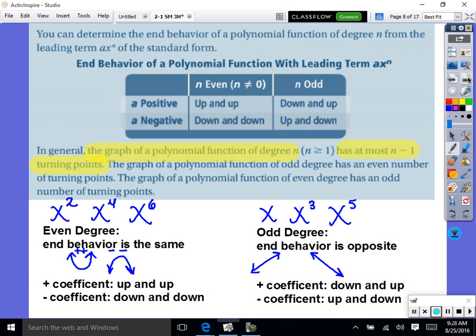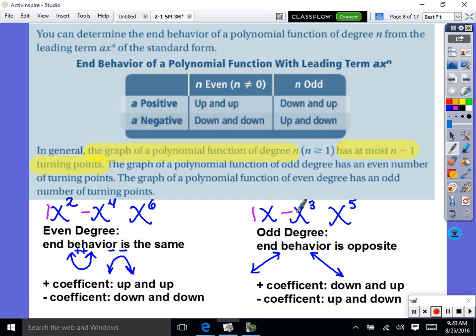So that's that in general. Like I said, for even degrees, end behavior is the same. If it's positive in front, like 1, it's going to be up and up. If it's negative in front, it'd be down and down. For a quadratic, you just need to know how a quadratic looks. And then odd degrees have opposite end behavior. If it's positive in front, it'll be like a positive line, so down and up. If it was negative in front, it'd be like a negative line, so up and down.